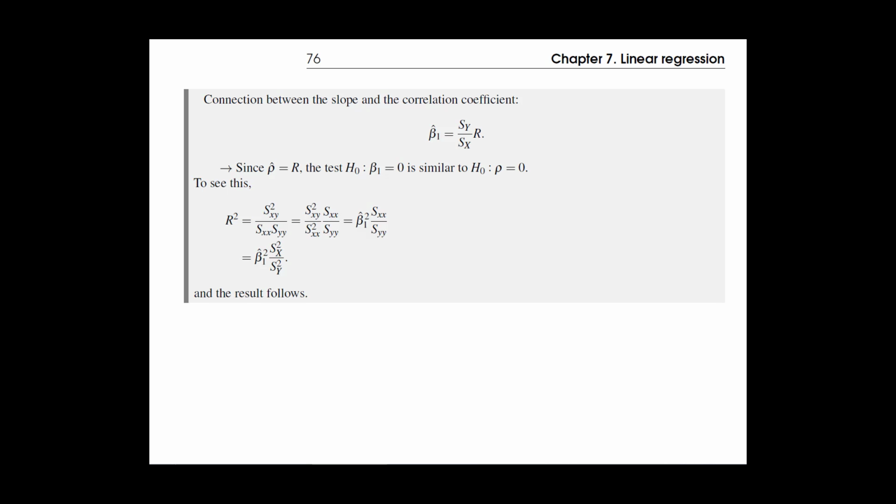Now this is important. It tells you that the slope of the line is proportional to the correlation between y and x, and the factor is the ratio of the sample standard deviations.